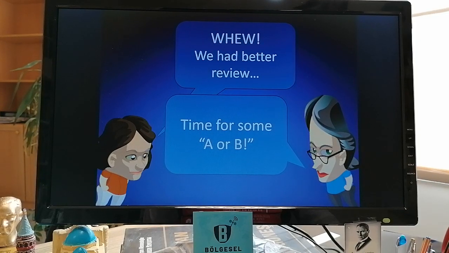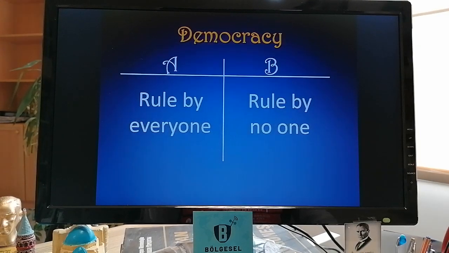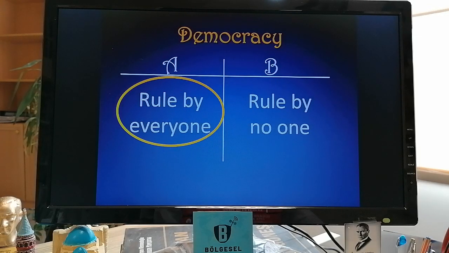Now let's make a little quiz for you. Are you ready for a little quiz? Let's start. I ask you questions. You answer. Democracy. What is your answer? It is A, ruled by everyone, or it is B, ruled by no one. I know you know the answer anyway. Good. Democracy is ruled by everyone.